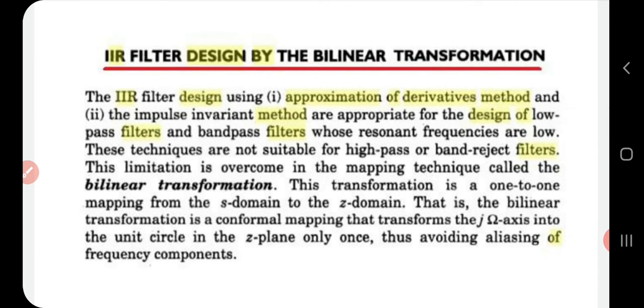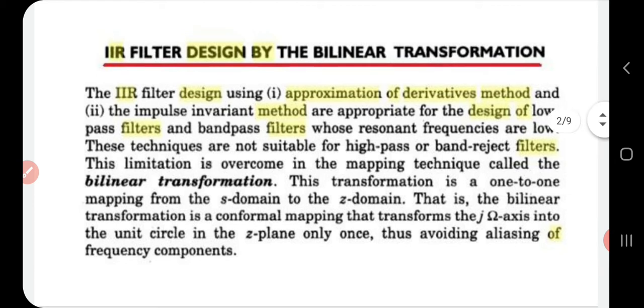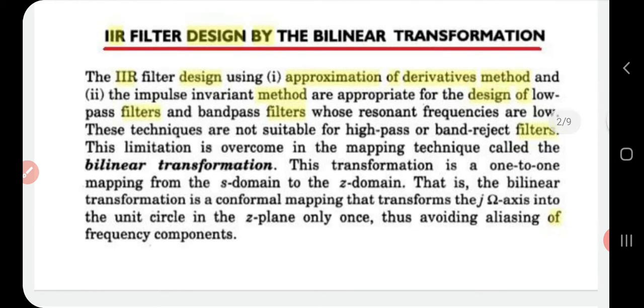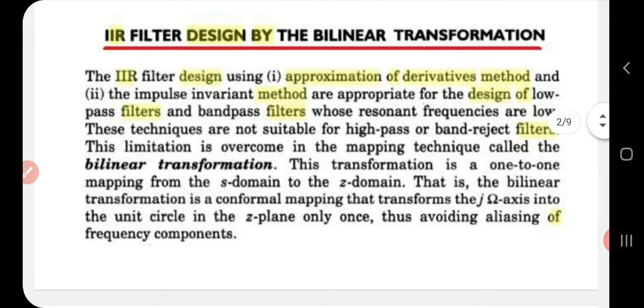IIR filter design using the approximation of derivatives method and the impulse invariant method are appropriate for the design of low pass filters and band pass filters whose resonant frequencies are low. These two methods we have studied. However, these methods are suitable only for the design of low pass filters and band pass filters with lower resonant frequencies. These techniques are not suitable for high pass or band reject filters.